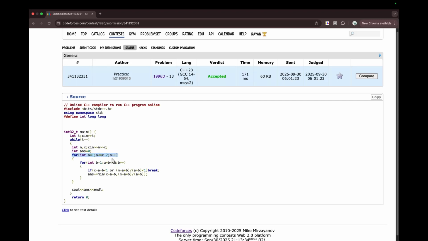Since we have looked at all possible values of a and all possible values of b, you might say that the time complexity of this code is n squared, but it is not. I'll show you why. Let's say x is equivalent to n, so obviously the outer loop runs O of n times. But what is happening inside?